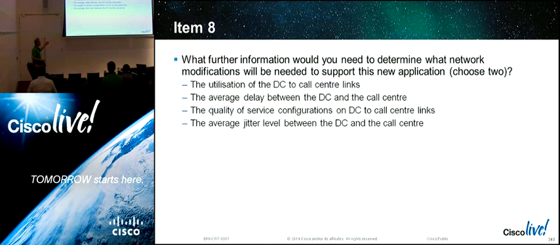Now that you've got that information, what other things do you want to know in order to make an evaluation of the network changes? Do you need to know what the utilization of the data center to call center links are? Do you need to know the average delay between the data center and the call center? Do you need to know the quality of service configurations? Or do you need to know the average jitter level? Delay? Utilization? Why would delay be important in a streaming application?